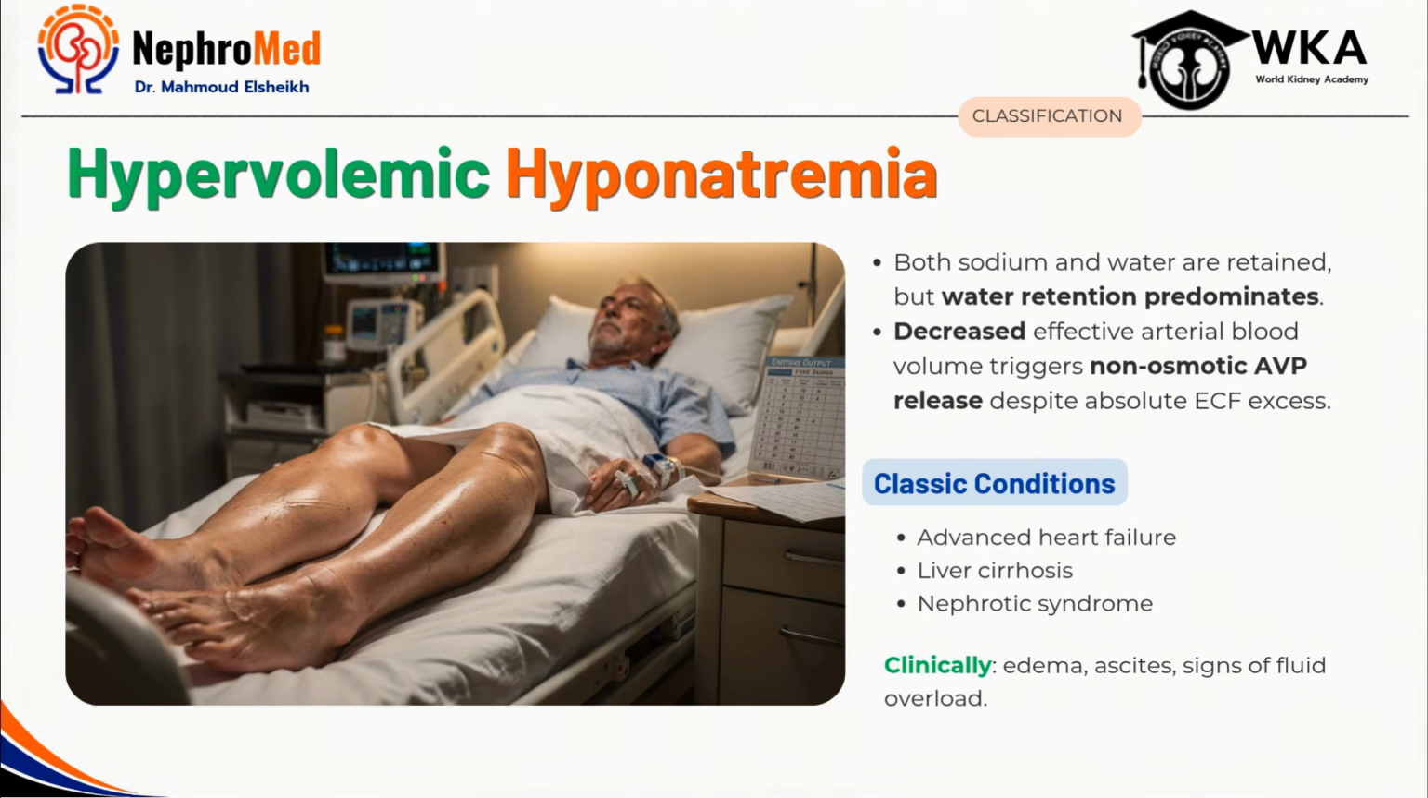Clinically, these patients usually have obvious signs of volume overload. You may see peripheral edema, pulmonary congestion, ascites, elevated JVP, and generalized fluid accumulation. And this form of hyponatremia is particularly important because it often reflects advanced disease severity or may carry prognostic significance, especially in heart failure or cirrhotic patients. Management usually focuses on fluid restriction, treating the underlying conditions, improving effective arterial circulation, and carefully using diuretics or sometimes vasopressin antagonists in some selected patients.